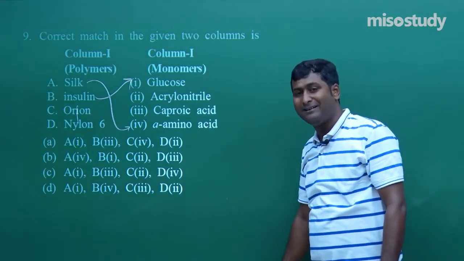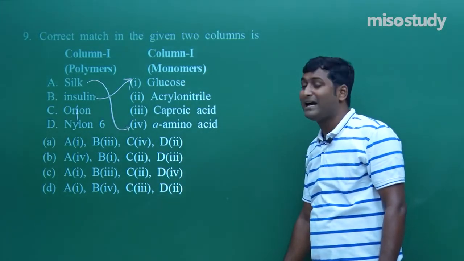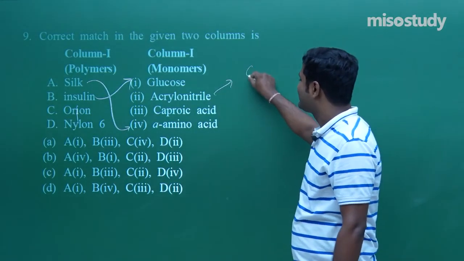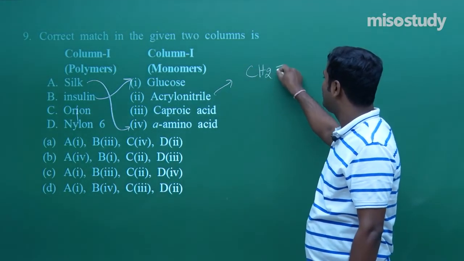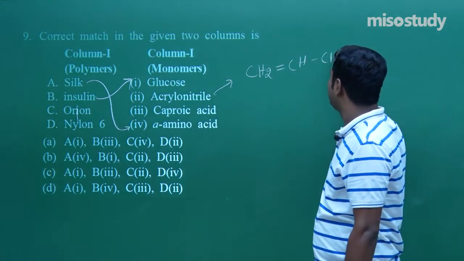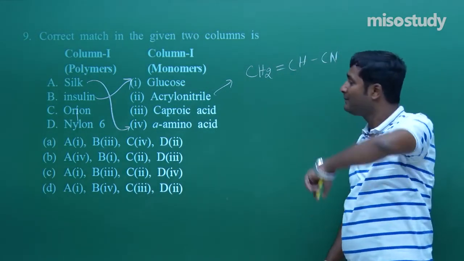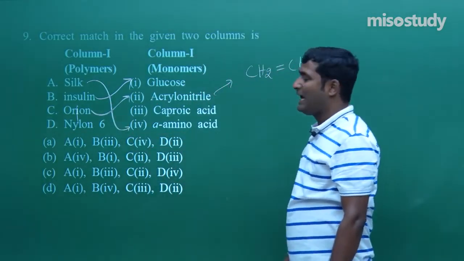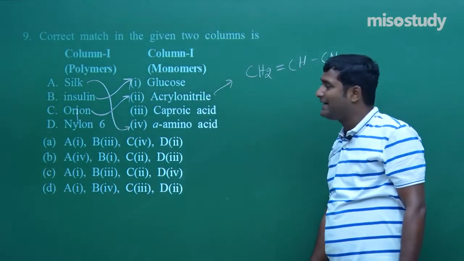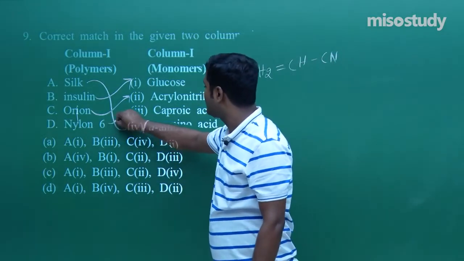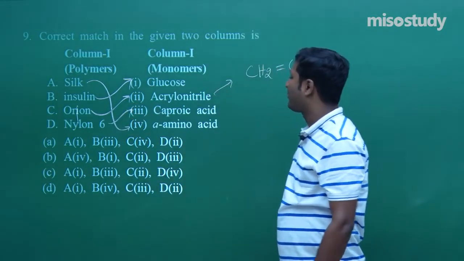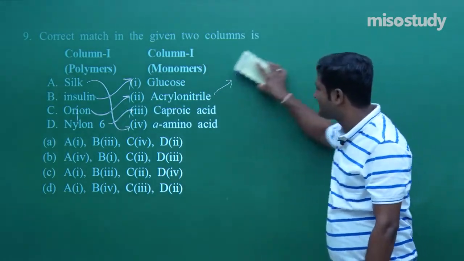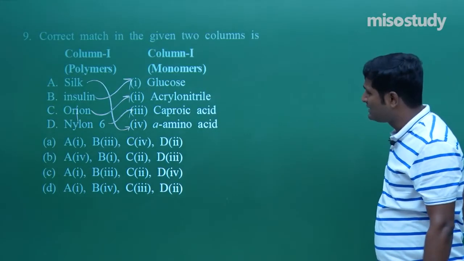And for Orlon, that is acrylonitrile. Remember this. What is acrylonitrile? CH2=CH-CN. This one is acrylonitrile. So for Orlon, this is the correct option. And for nylon 2 and nylon 6, which is the correct option? That is caproic acid. Now check which one is the correct option for this question.